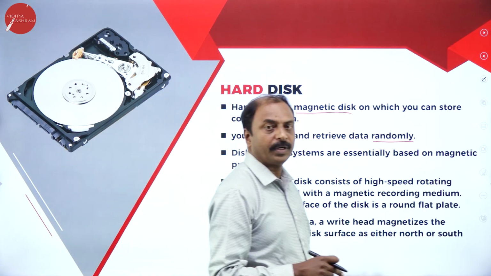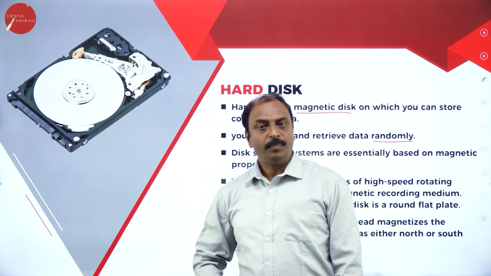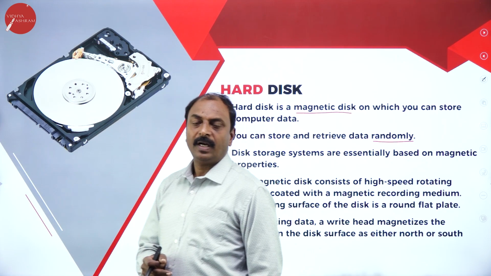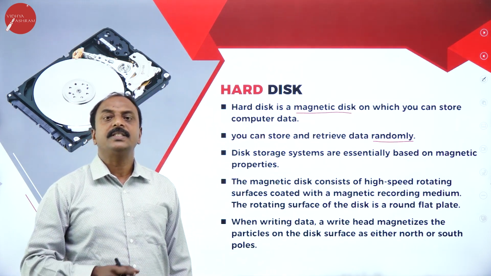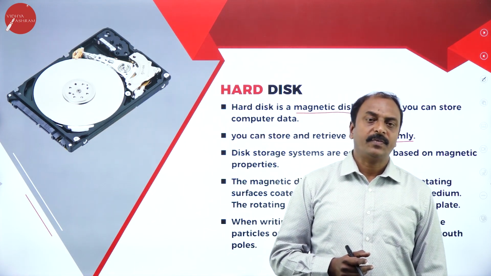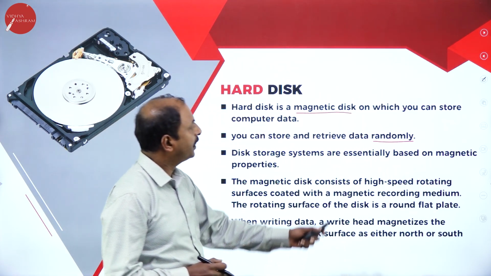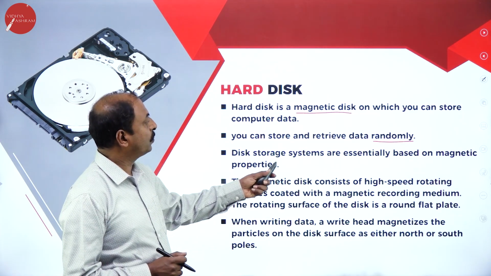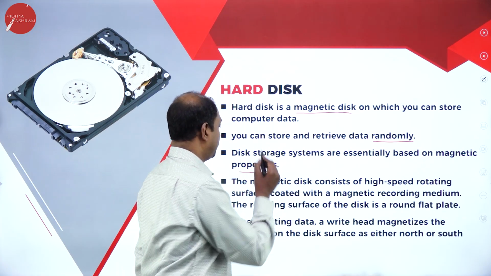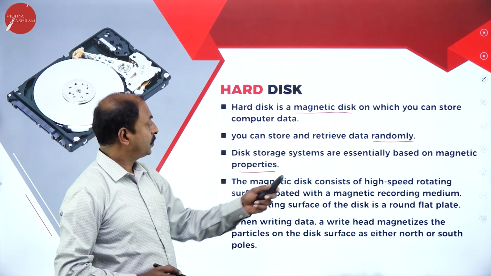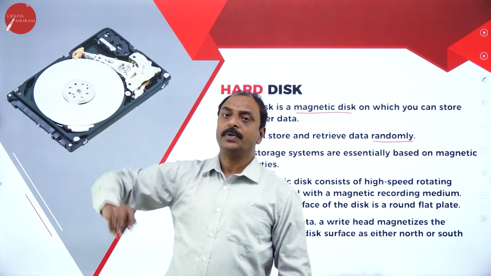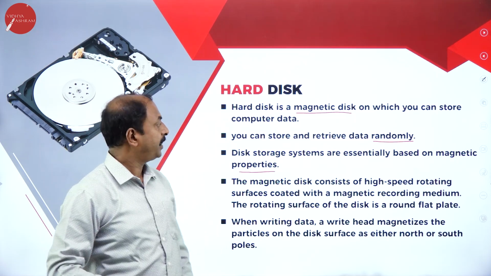What is the meaning of the word randomly? We can pick up any data at any point of time. I mean, we do not need to process sequentially, or look for a file sequentially. That is the meaning of the word randomly. Now, disk storage systems are essentially based on magnetic properties, and that is what I have told you here. So the hard disk works based on magnetic properties.